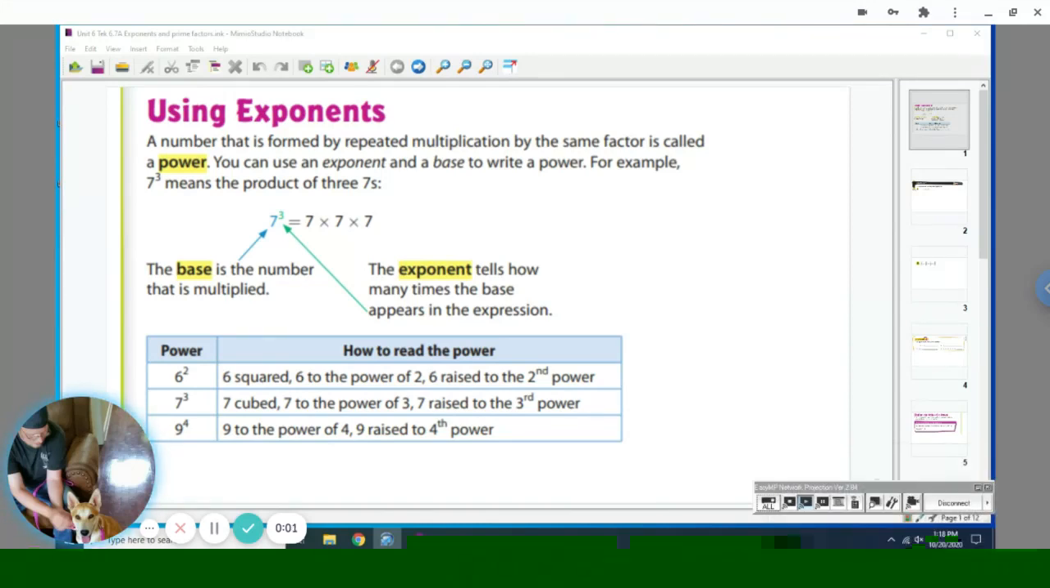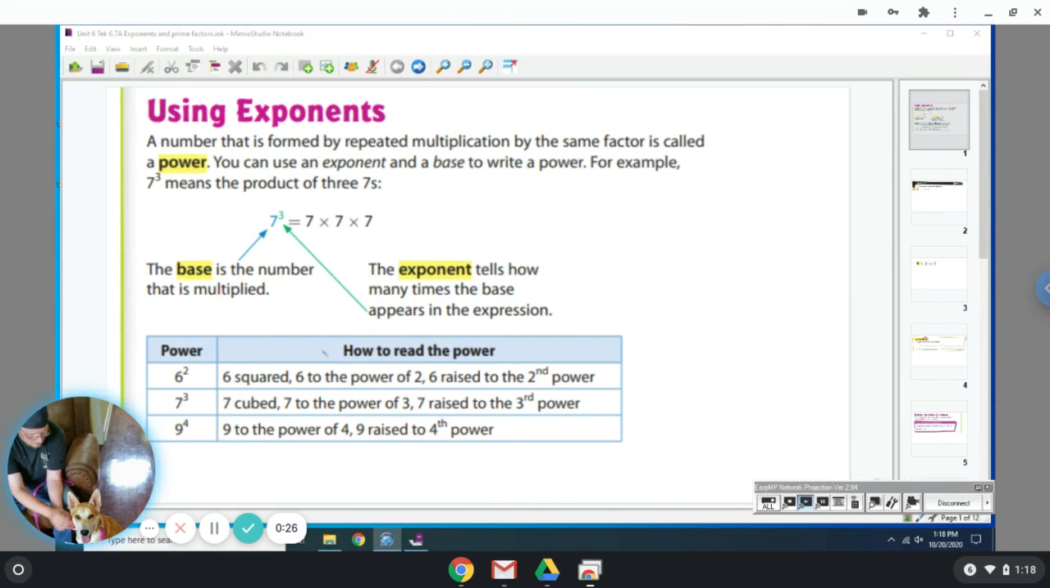So this is exponents and prime factorizations. We've actually already talked about exponents before, so it's just going to be a little refresher. A number that is formed by repeated multiplication by the same factor is called a power. You can use the exponent and the base to write a power. For example, 7 to the 3rd means the product of 3 sevens. So it means you do 7 times 7 times 7.